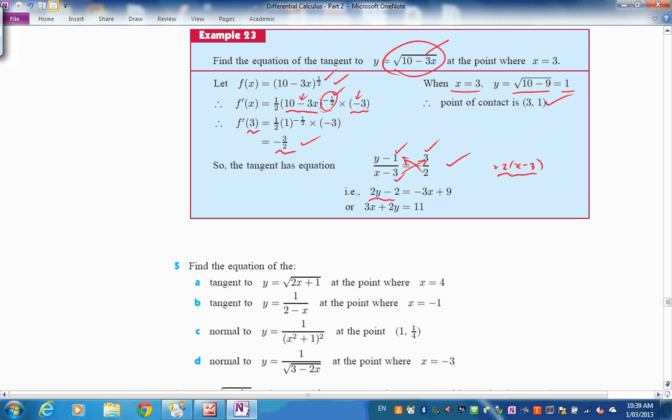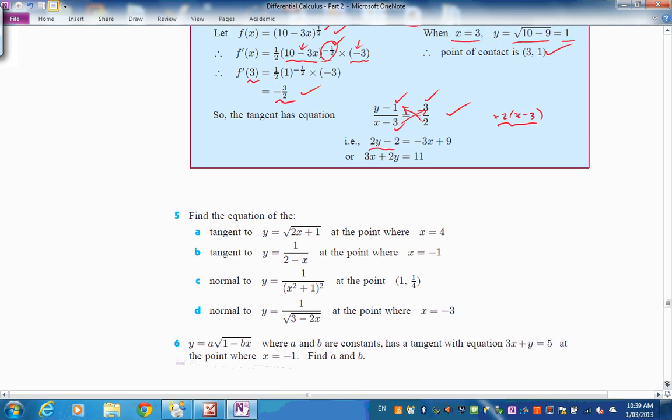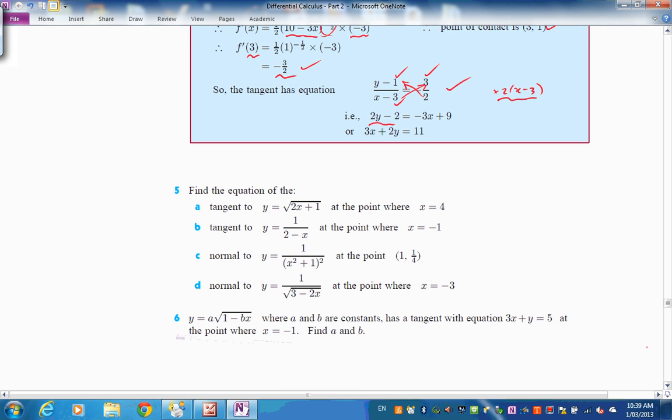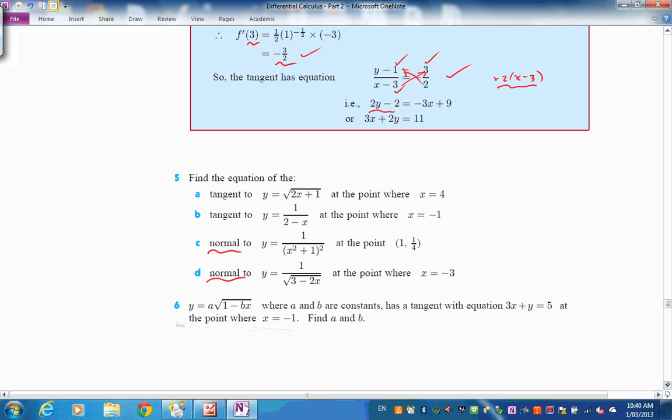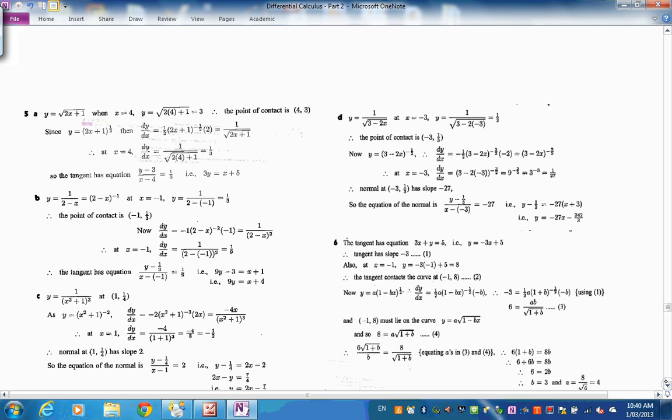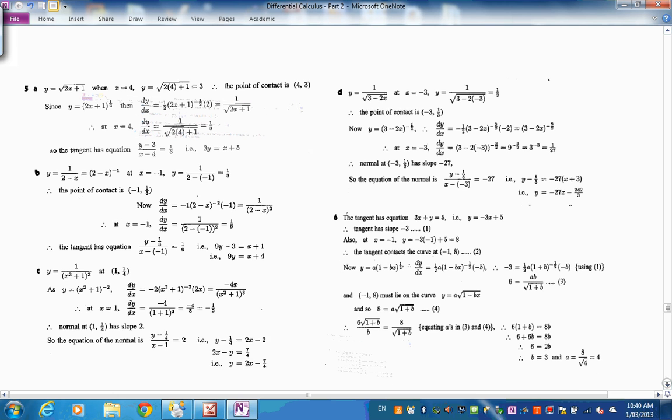So here are some problems for you down here. Question 5 and 6. So not bad, just watch out for the normals, because you've got to do something with the slope, don't you? Mine is the reciprocal of the slope. So have a go. Down the bottom here are the fully worked solutions again.